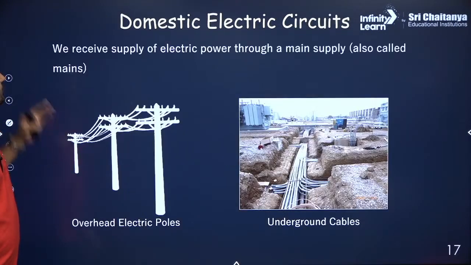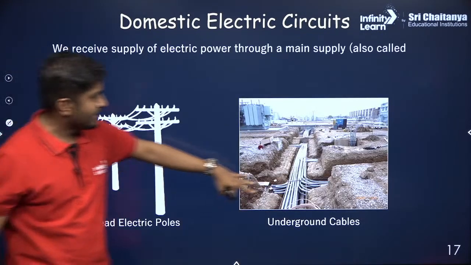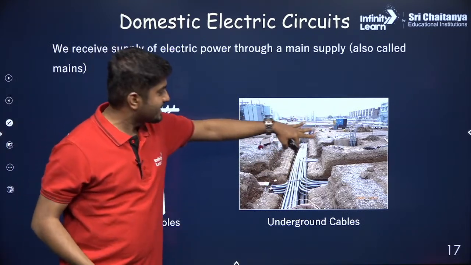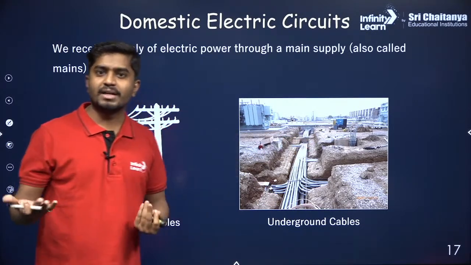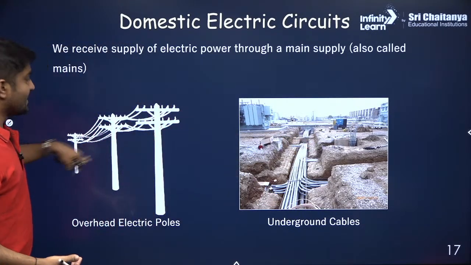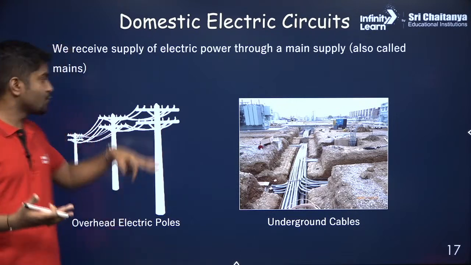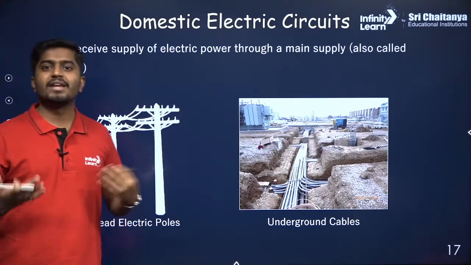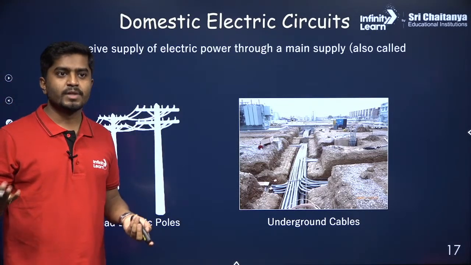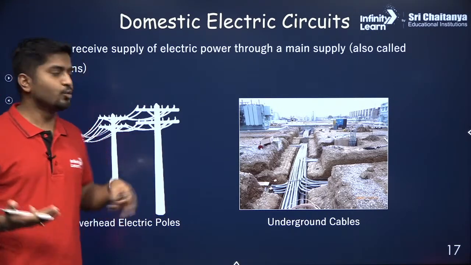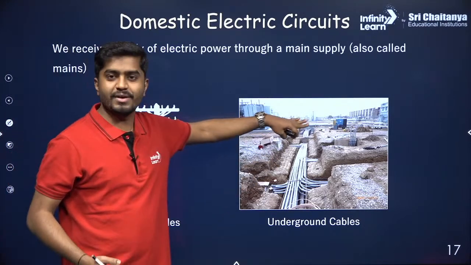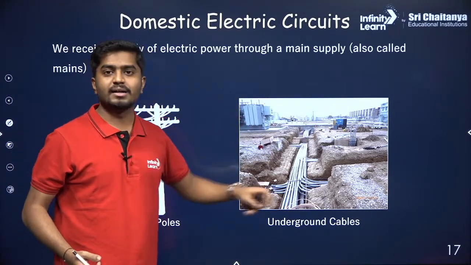So now you must have seen these lines, right? Nowadays in big cities, they have used underground cables. This is more environmentally friendly compared to this. These electrical poles earlier they used to have, but it is very bad for the environment, bad for the birds. A lot of birds died or they have some malfunction due to these cables. So nowadays everywhere in big cities they put underground cables.